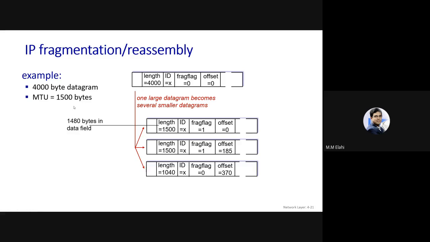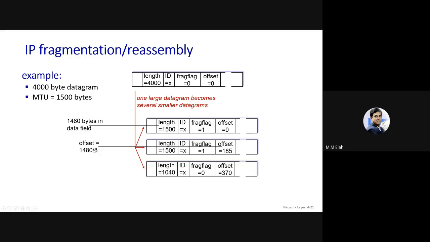Still you have 3980 minus 1480, right? Then the second fragment again carries 1480 bytes of data. Another thing is how offset is 185. As I said, the offset in the second fragment will be the data sent in the first fragment. How much data was sent in the first fragment? 1480, right?